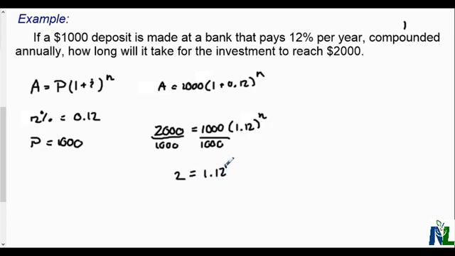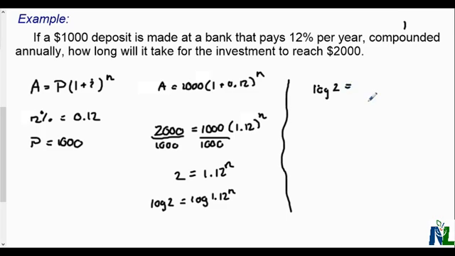So that's going to give me 2 equals 1.12 to the n. Now I'm unable to write 2 as a base of 1.12, so at this point I'd like to take the log of both sides. So I'd say the log of 2 equals the log of 1.12 to the n. So doing that will allow me to bring the n on this side to the front, so it acts something like a coefficient. So I have the log of 2 equals n times the log of 1.12.